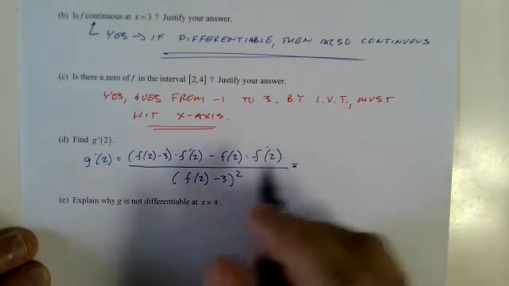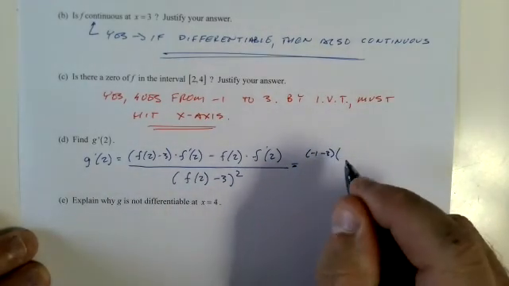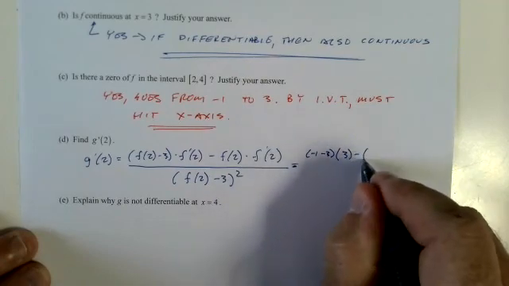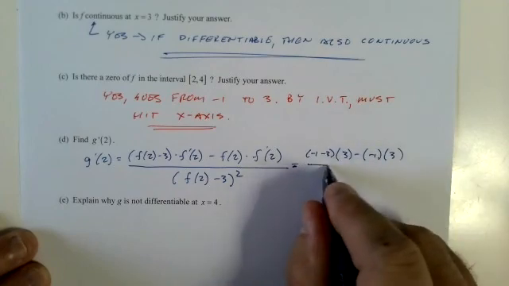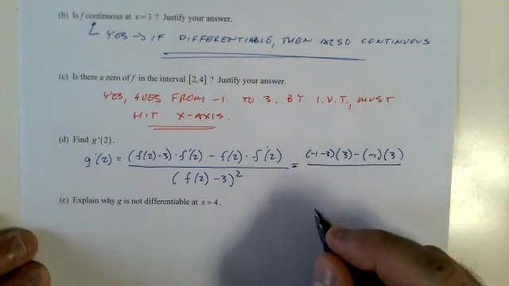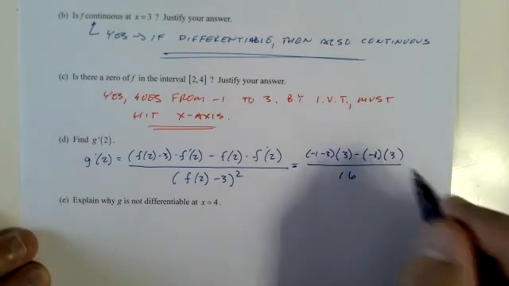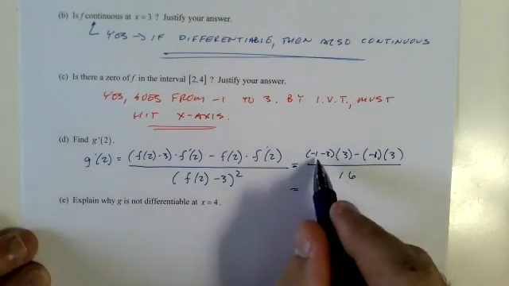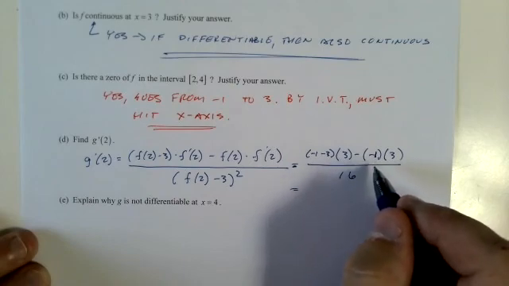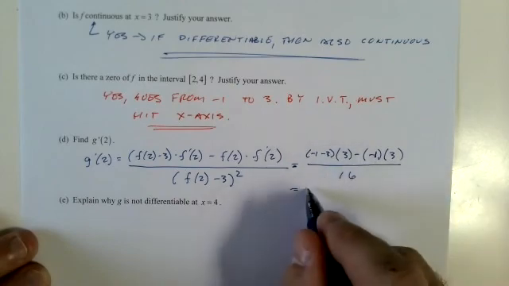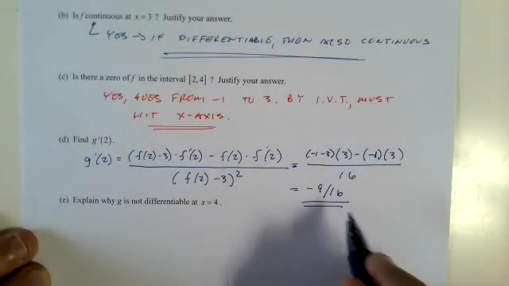Sorry, I was looking at the next question. I was getting confused. F of 2 is negative 1, minus 3. F prime of 2 is 3, minus f of 2, negative 1, f prime of 2, 3. F of 2 is negative 1, minus 3, negative 4 squared, 16. Equals negative 4 times 3, negative 12, plus 3, negative 9, over 16. No units, nothing like that.